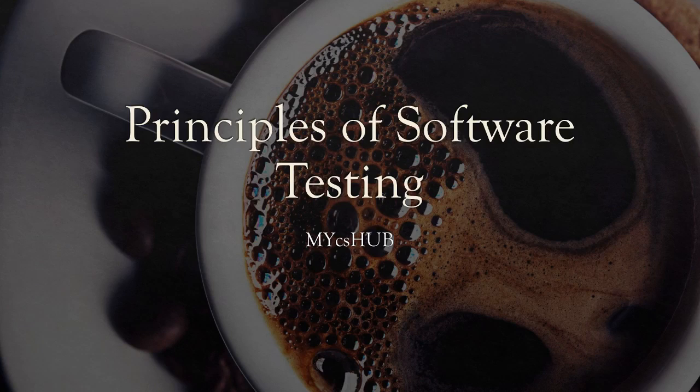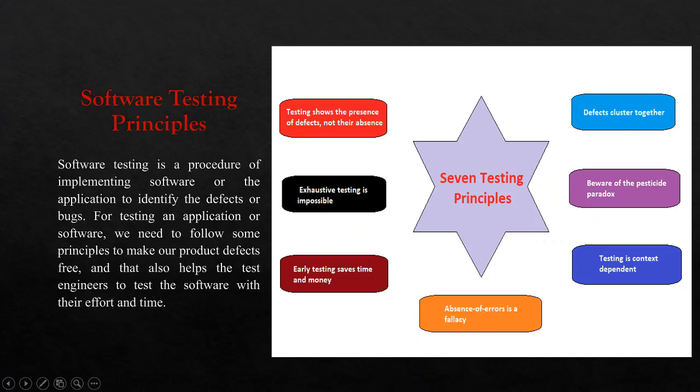Hello friends, today our topic is principles of software testing. Software testing is a procedure of implementing software or the application to identify the defects or bugs. For testing an application or software, we need to follow some principles to make our products defect free, and that also helps the test engineer to test the software with their effort and time.